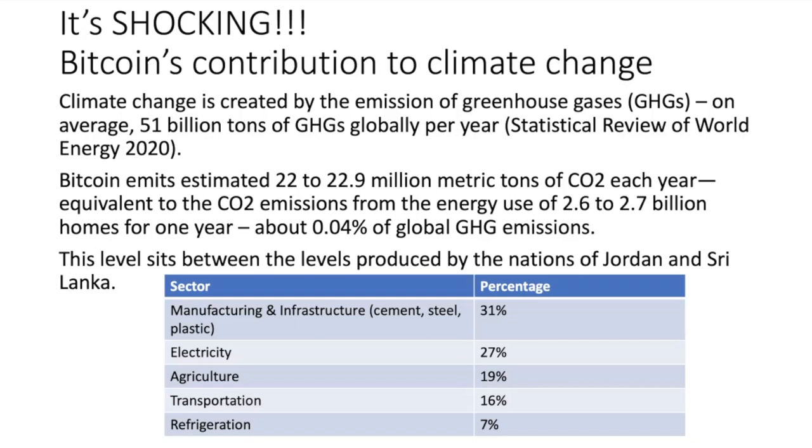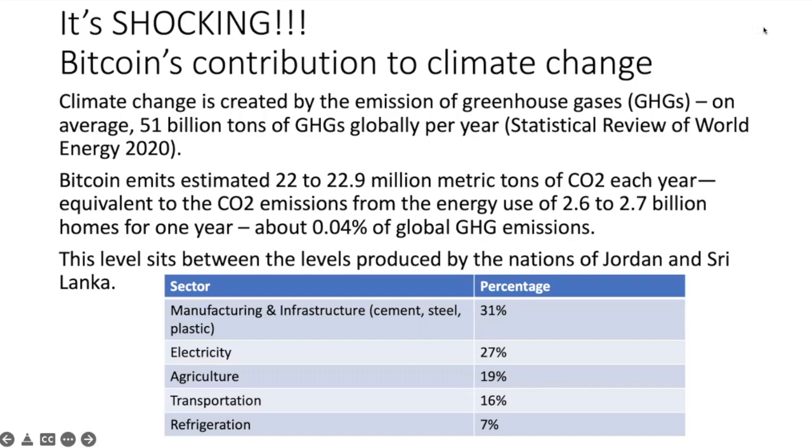CO2 each year, which is equivalent to the energy use of 2.6 to 2.7 billion homes for 1 year. But overall, that's about 0.04% of global greenhouse gas emissions, and that's not just carbon dioxide specifically, but greenhouse gas emissions overall. A study in the journal Joule estimated that this level sits between the levels produced by the nations of Jordan and Sri Lanka. So again, what we're really talking about here is electricity consumption on the first part.